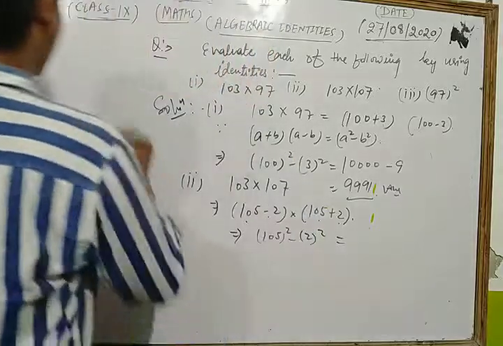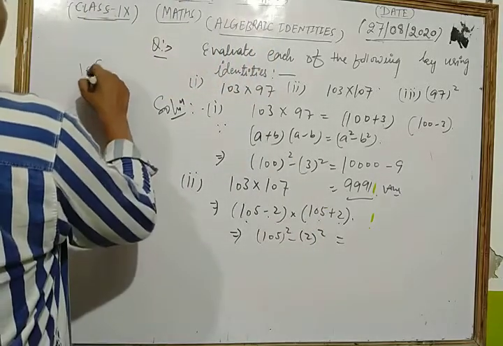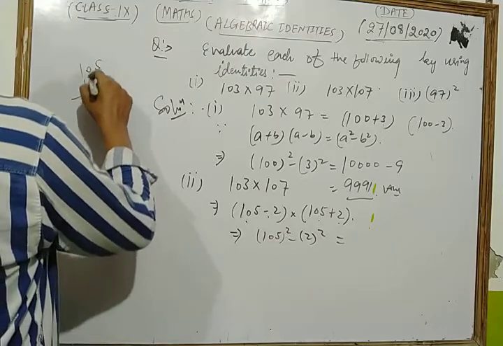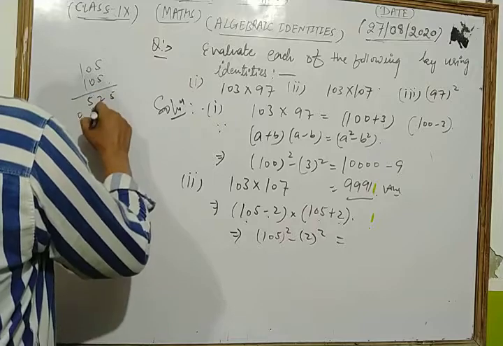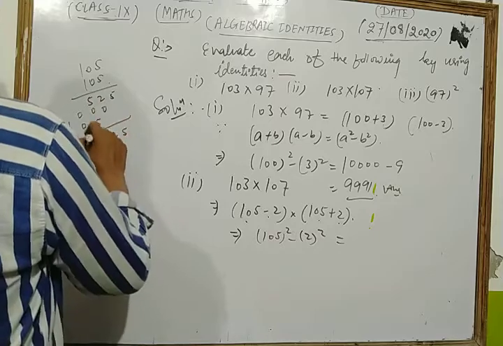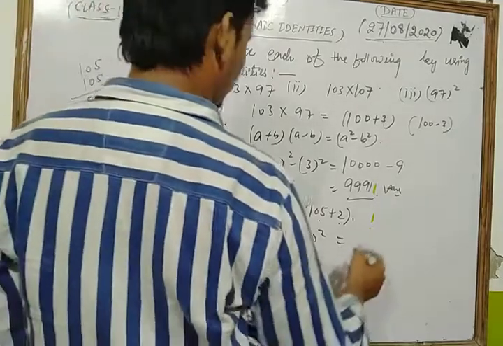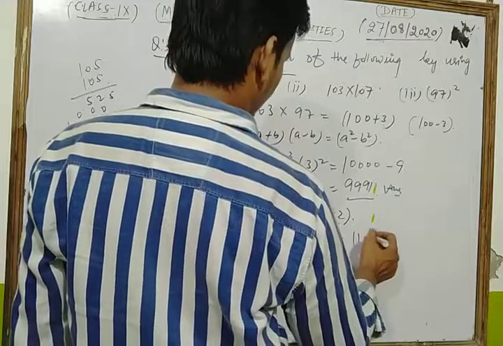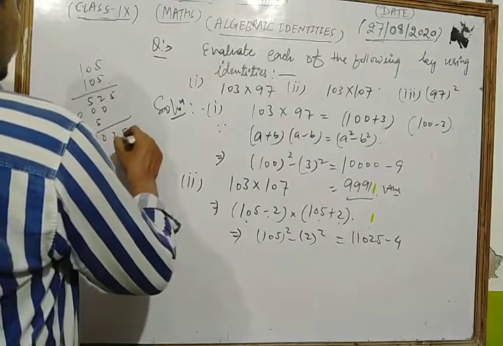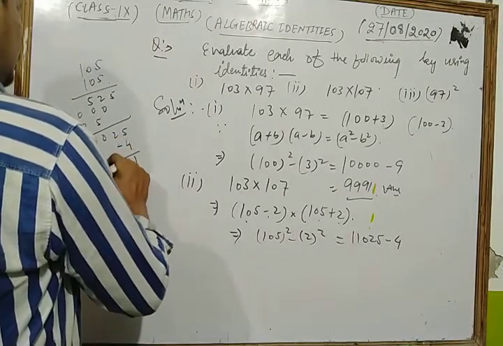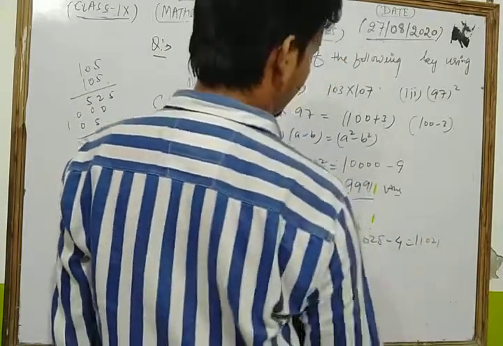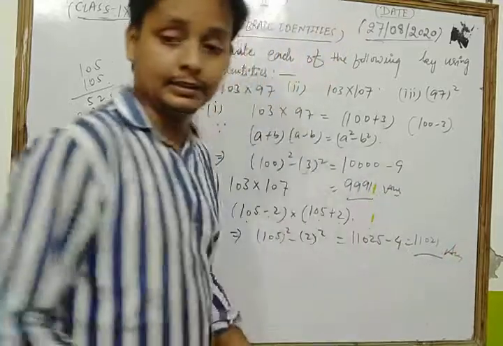Now we find 105 square. Let's see. It is 11,025 minus 2 to the power 4. Now we subtract 4 from this, so we get 11,021 as our final answer. Let's check it.